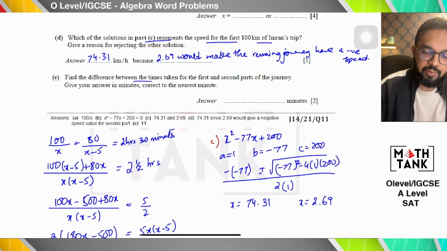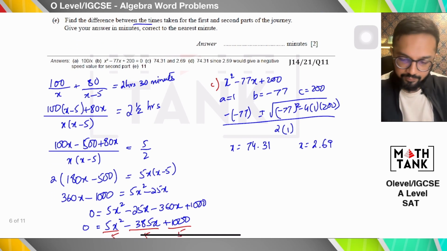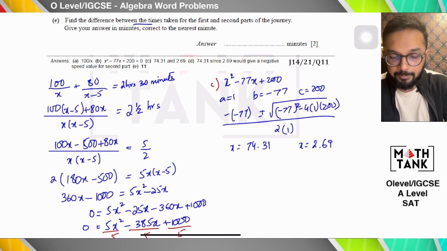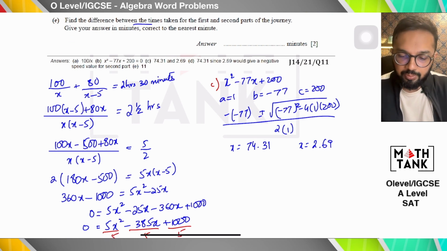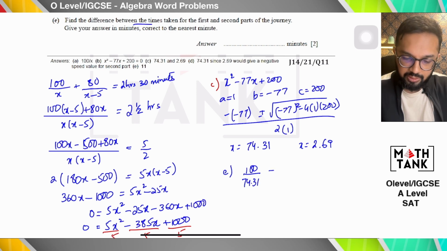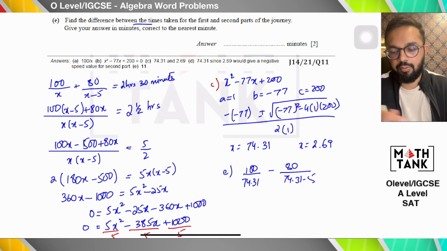Okay. And the difference in times between the first part and the second part, I think that's simple. I'm going to say that for part E, 100 over 74.31 minus 80 over 74.31 minus 5.